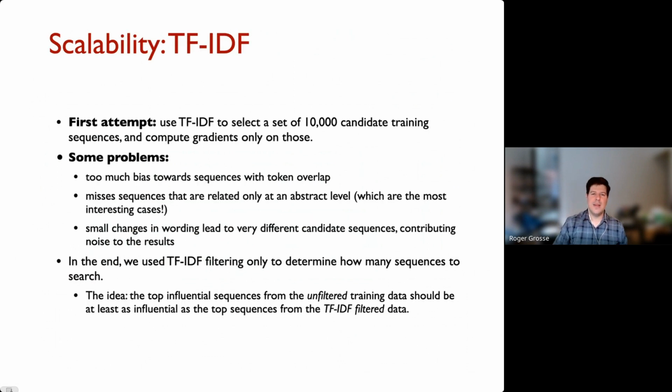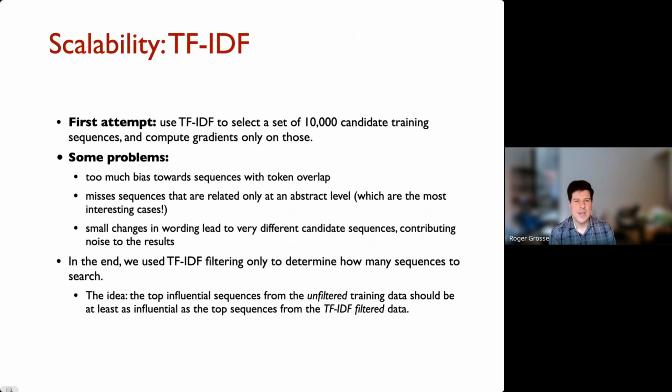And so the first thing we tried was to pre-filter the training data using a classical information retrieval criterion, TF-IDF. This basically just ranks the candidate documents according to the token overlap, weighted by the rareness of the tokens. And so our first attempt was to use TF-IDF to select a set of 10,000 candidate training sequences, and we computed gradients only on those sequences. So that's pretty good for exploratory work. We can run experiments fairly quickly, but we pretty quickly run into fundamental limitations of this method.